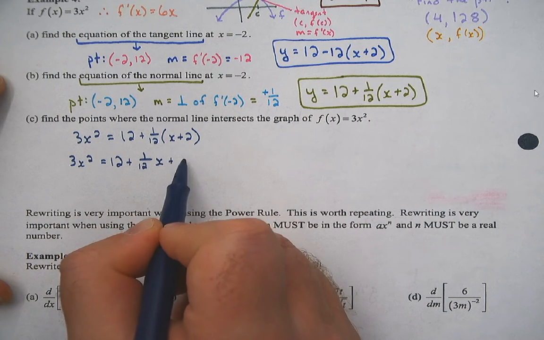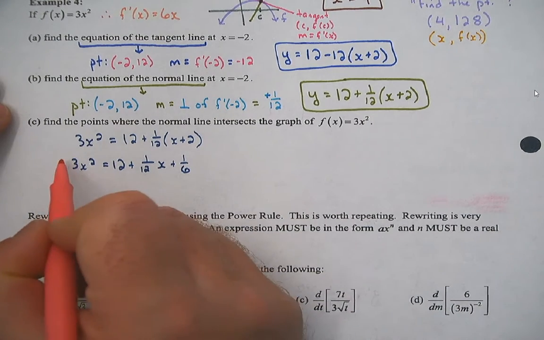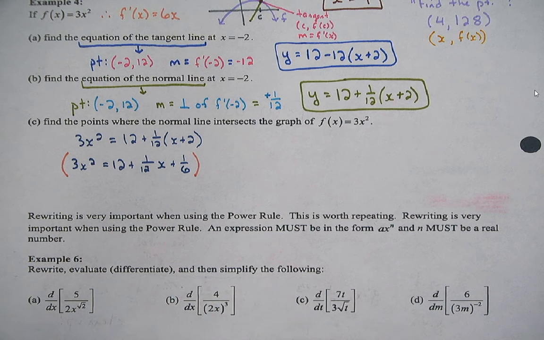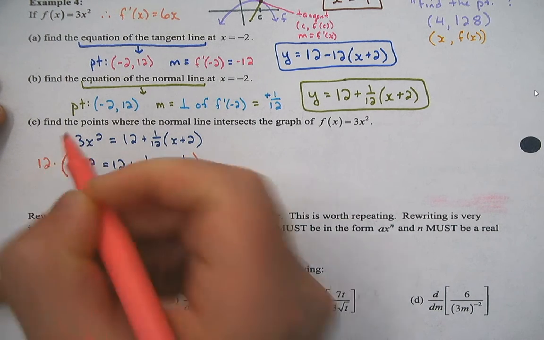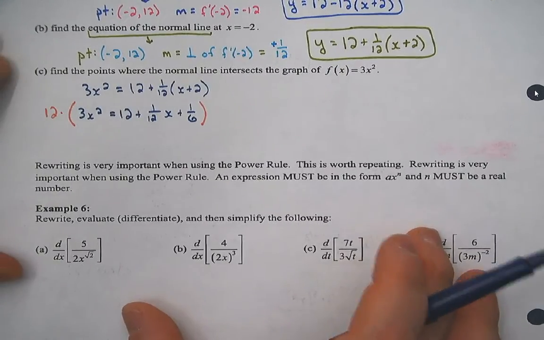That'd be 2 over 12, which is 1 over 6. My math voice says clear out those fractions. So I want to find something that I could multiply by that would cancel a divide by 6 and a divide by 12 at the same time. So I'm going to use a 12. Now the trick here is you got to make sure that you multiply everything by 12.